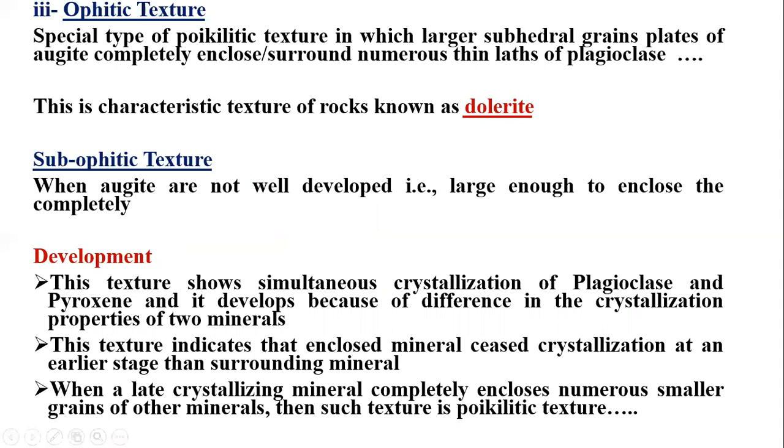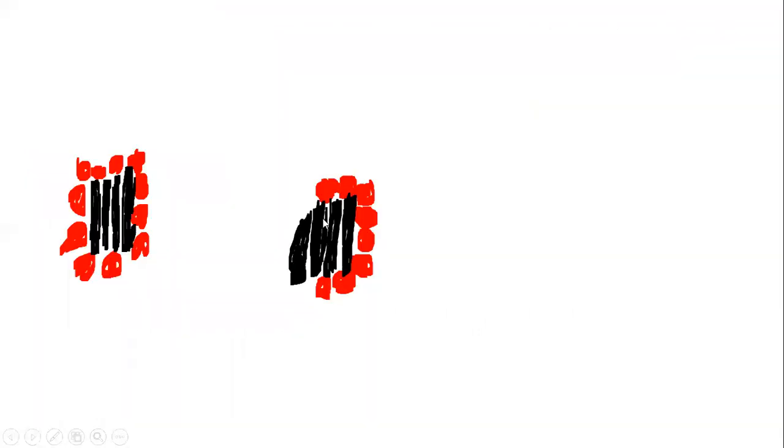Subophitic texture. When augites are not well developed, that is, they are not large enough to enclose the laths of plagioclase completely, then such texture is termed subophitic texture.